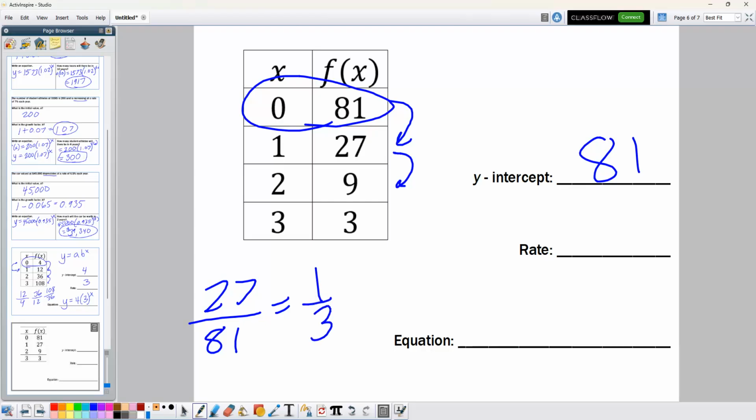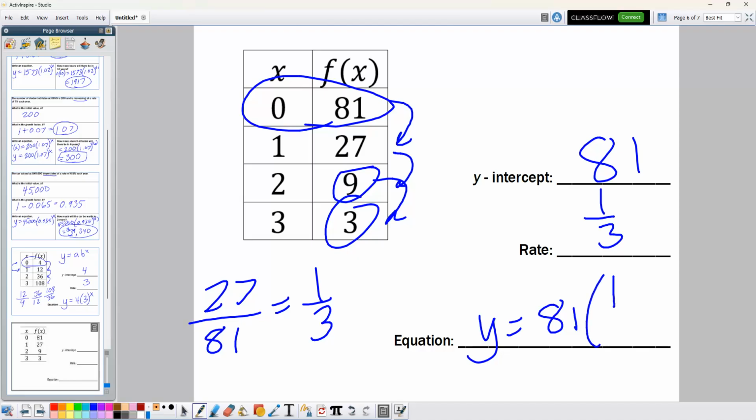I would just double check that with each of those and make sure, okay, 27 times 1/3, yeah, that equals 9. 9 times 1/3, yeah, that equals 3. So 1/3 checks out. So my equation would be y equals 81 times 1/3 to the x. That's one of those decay functions. The numbers are getting smaller as x increases.